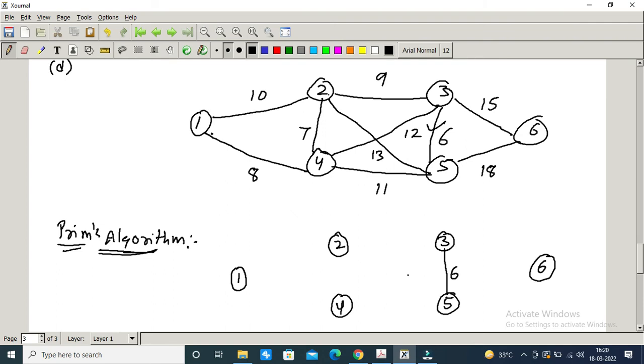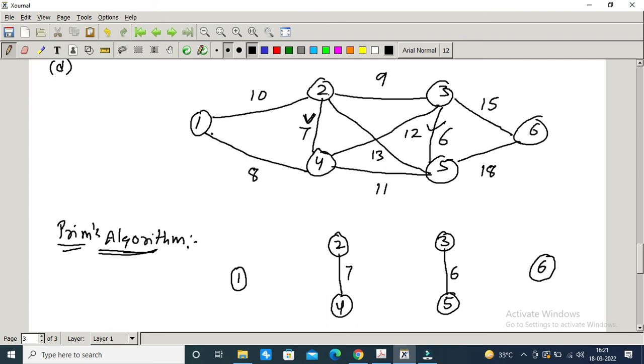Okay. And then we will pick the next minimum out of all the edges. Because we have picked 6, we will leave this, and now we'll see this is your 7, 8, 9, 13, 11, 12, 15 and 18. So this one is the next edge which has the minimum weight. So we will pick this 7, right? It is connecting 2 and 4.